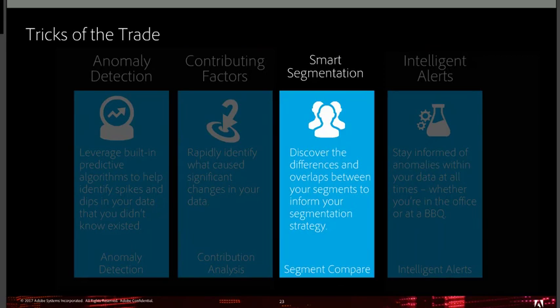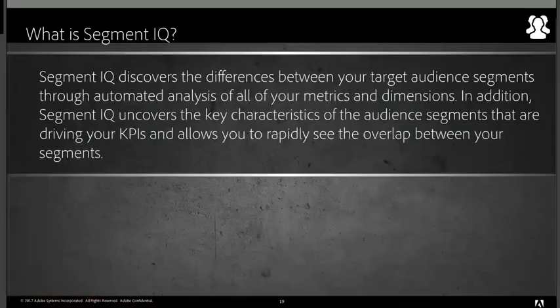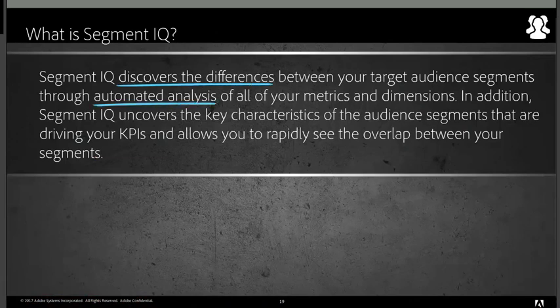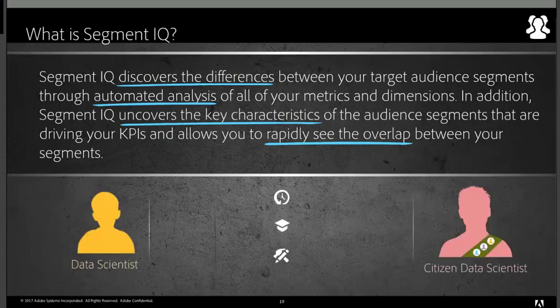Next up, we have segment comparison. Segment comparison allows for smart segmentation and identifying the differences and overlaps between your segments to help better inform your segmentation strategy. So how do we do that? Well, Segment IQ uses automated analysis that uncovers your key characteristics between your audience segments, and then you can rapidly see where there's overlap between those segments, as well as the differences between those two.